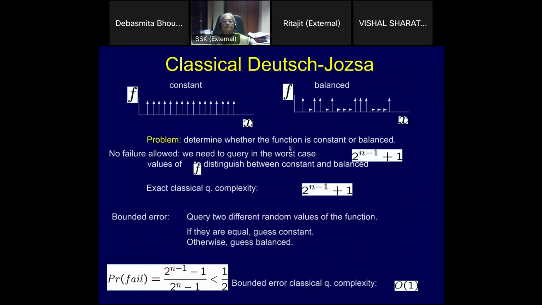So classically, we would need at least 2 to the n minus 1, plus 1 evaluations. If all of these output values of the function are the same, then we can say it's constant. And if one is different, then we know it's a balanced function. The number of times we have to evaluate, which gives the query complexity, how many queries you make, is this much in the classical case. One other option could be that you just randomly pick 2 input values and feed them to the black box. If the output values are equal, then you guess that it's constant. Otherwise, if they're different, then you say it's balanced.